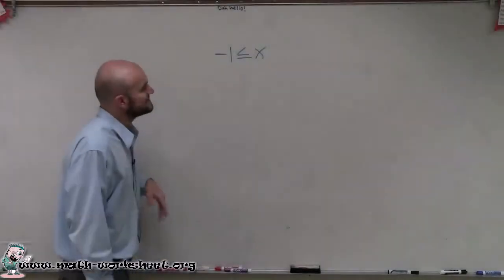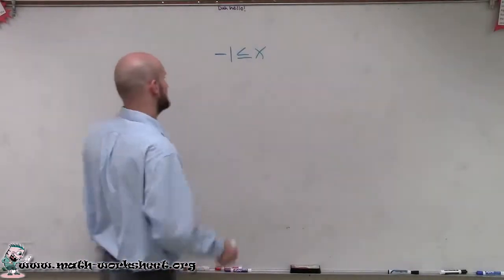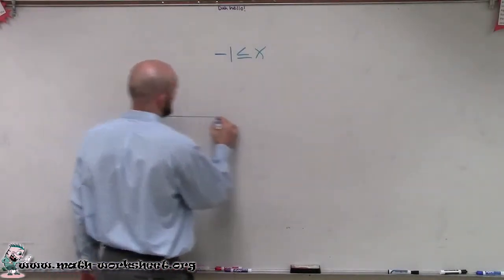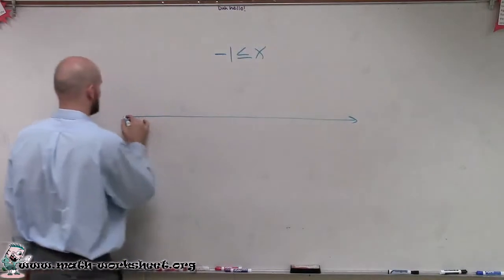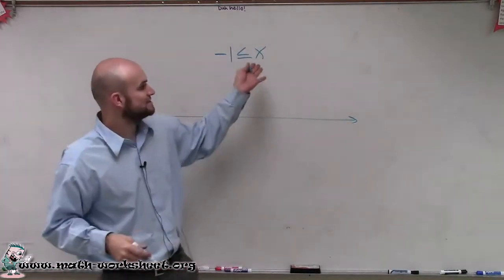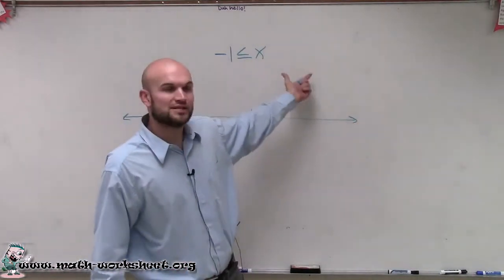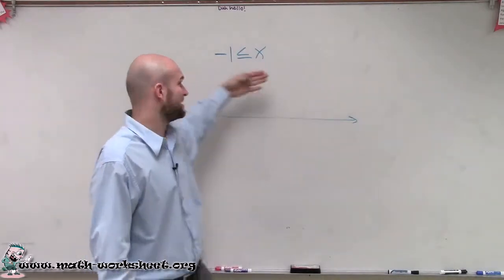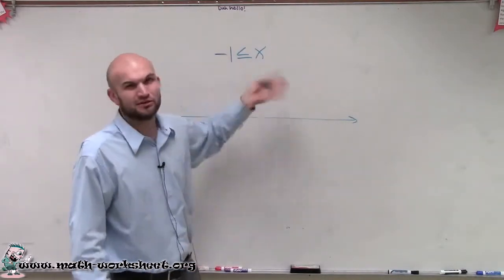Welcome. So what I have is -1 is less than or equal to x, and what I want to do is graph this inequality. So the first thing we need to do is make sure we understand and read this correctly, because what it says is -1 is less than or equal to x.